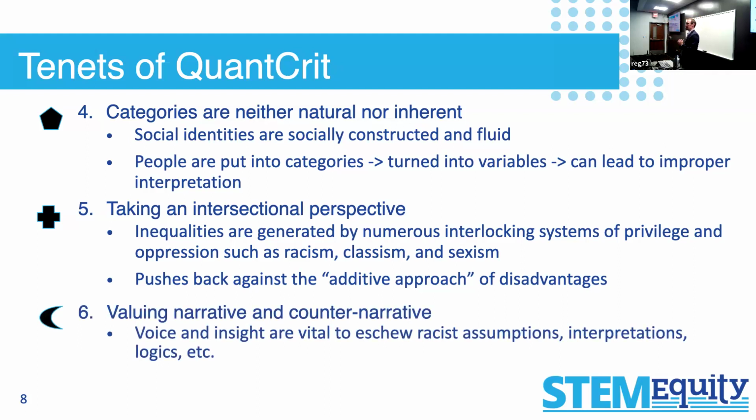Sixth, value in narrative and counter narrative. This is the idea that voices and insights are vital to eschewing racist assumptions, interpretations, and logics. And then we need to include marginalized and oppressed insights in this. So these are the 6 tenets of QuantCrit that are driving my work.